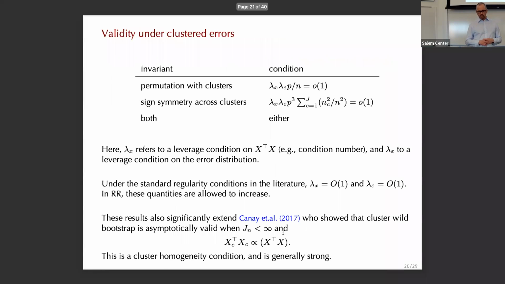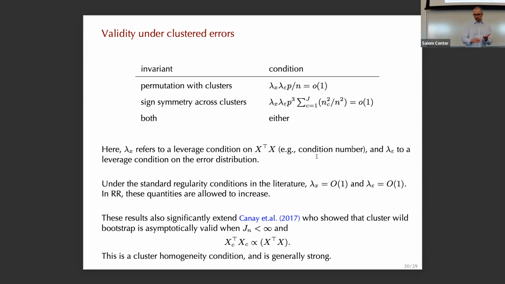Okay, what are the conditions for cluster errors? It becomes quite a bit more complicated, but roughly speaking, these are the conditions. When you have exchangeability within clusters, or sign symmetry, or both, you have some leverage quantities for the X's, some leverage quantities for the error distribution, and then some conditions on p, the dimension of your covariates, and the number of data points. So what is this lambda x? This is usually the condition number of your Gram matrix. It changes by model, but it usually has to do with the condition number.